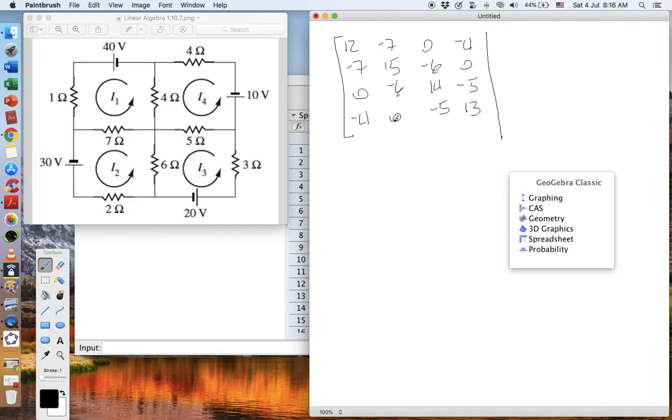And then on the other side of that, we've got the voltages. We're moving positive in I1, we're moving positive in I2, moving negative in I4, and we're moving positive in I3. And so we've got 40 volts in the first one, 30 volts in the second, 20 volts in the third, and negative 10 volts in the fourth.